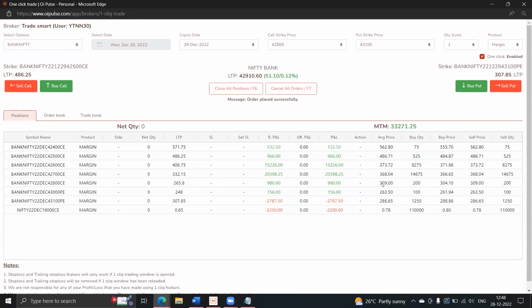Done. Close the trade. I just clicked once and then closed the trade. Auto selection of strike price? Yes, by default, whenever you're closing and opening, you will be getting an auto strike.